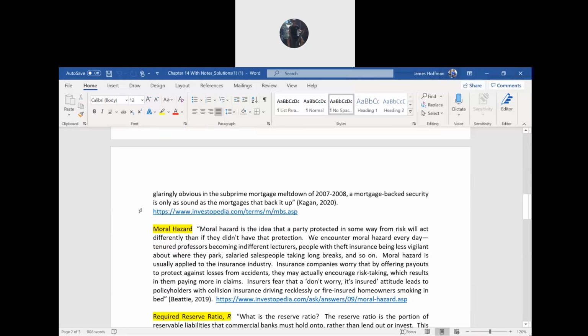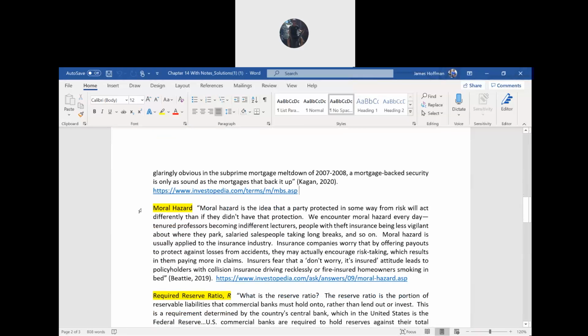And then one more thing, the concept of moral hazard. This is the idea that a party protected in some way from risk will act differently or take more risk than if it didn't have protection. And so this plays into the big banks, because knowing they had some potential for a bailout, they might have taken more risk than they otherwise would have.